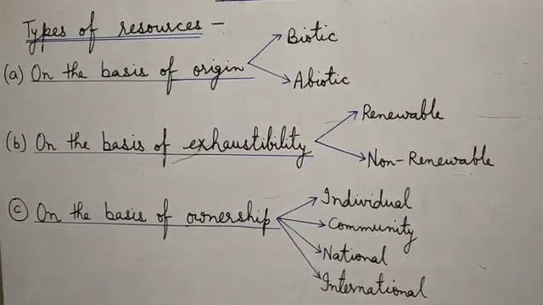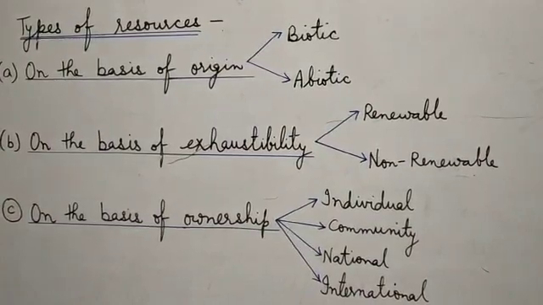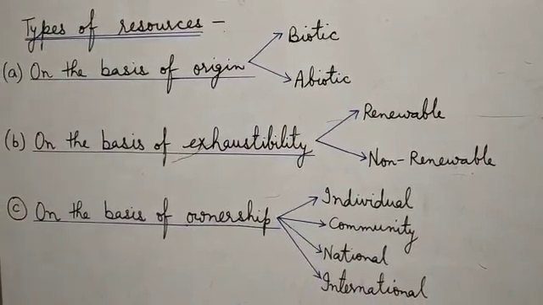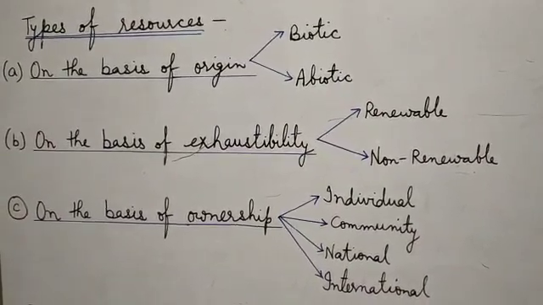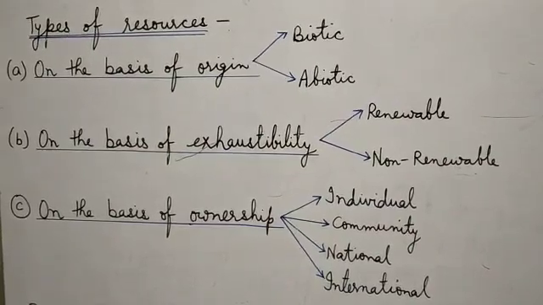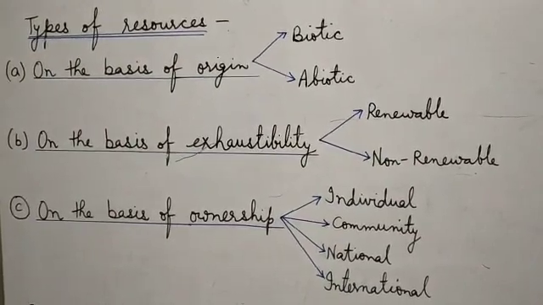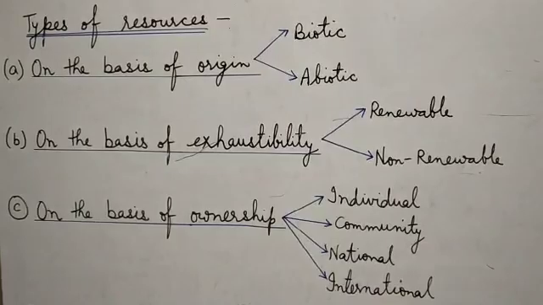And non-renewable resources, which were formed through a long geological time period and cannot be renewed, are known as non-renewable. They cannot be renewed quickly, like minerals, metals and fossil fuels like coal and petroleum. They all are non-renewable resources.